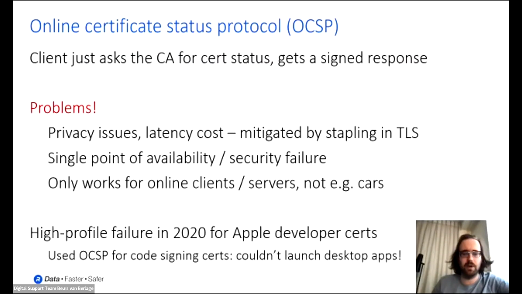For example, in 2020, Apple's OCSP server went down. They were using it to validate code signing certs, and as a result, people couldn't launch apps on their own machines. Fundamentally, the Online Certificate Status Protocol also only works if the parties that are verifying the certificates are online. So, for example, if they are something like a connected car, which may have intermittent internet access, but might be going through a tunnel and not have it right now, then you can't easily use this to validate the certs of this car and other cars.